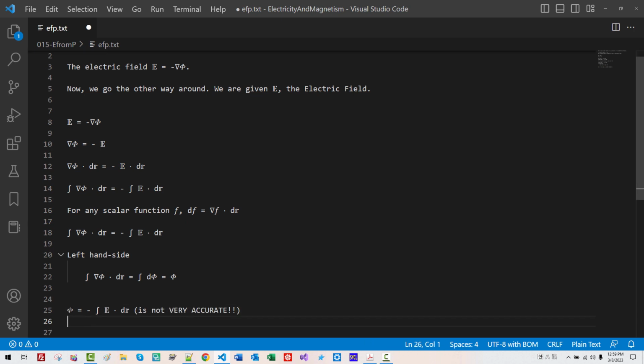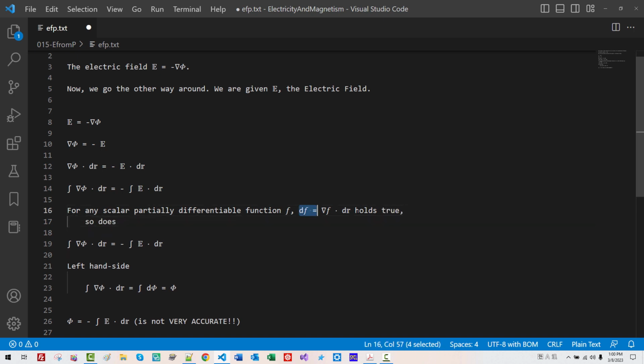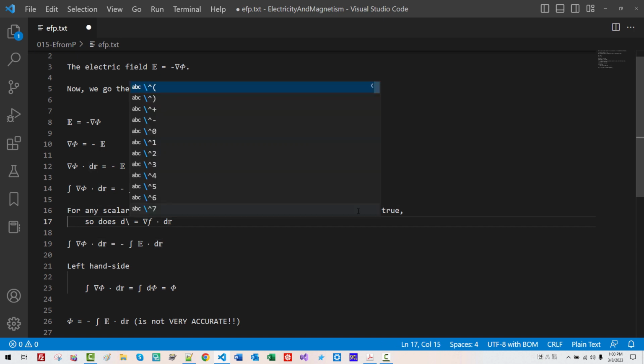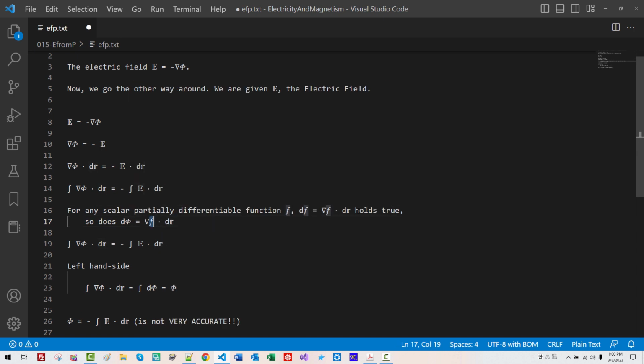We will discuss this in future sessions. I will fix my wording here. For any scalar partially differentiable function, df equals gradient f dot dr holds true. So thus, I will copy this, paste phi, P. This is P. In my next episode, I will explain this identity in gory detail.